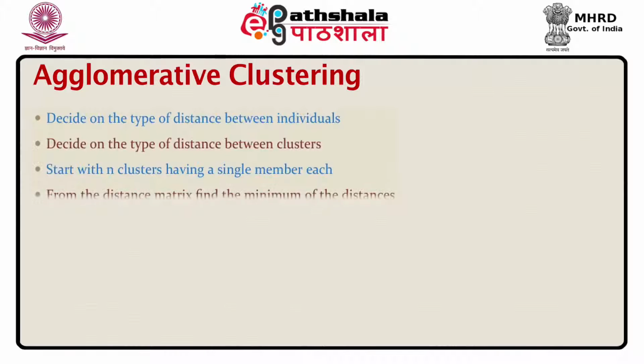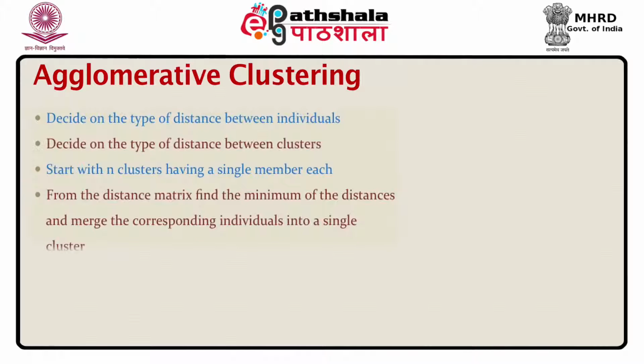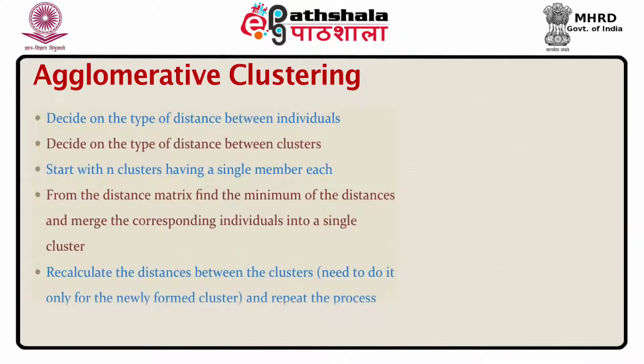Then we start with n clusters having a single member each. So if there are n members, we start with n clusters. From the distance matrix, we find the minimum of the distances between the clusters and merge the corresponding clusters into a single cluster. So at the second step, instead of n clusters, we have n minus 1 clusters, of which n minus 2 clusters have 1 member each and the last cluster has 2 members.